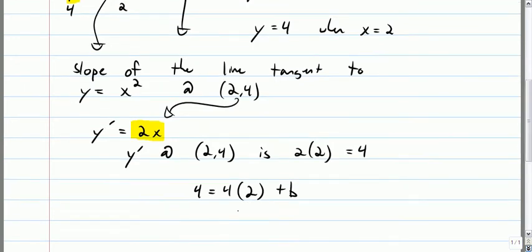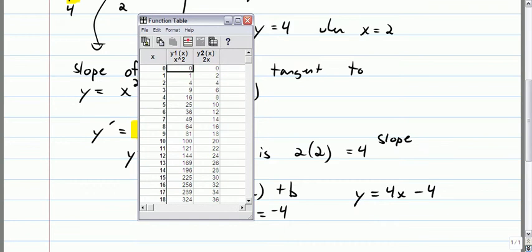If you solve for the y-intercept here, b, you get b equals -4. So the equation of our line is y equals, let's see, we said slope was 4. So y equals 4x minus 4. So I can do a quick check on the graph. If I look at a graph of x squared and a graph of 4x minus 4, that 4x minus 4 should be the tangent line at x equals 2. So let's check it.